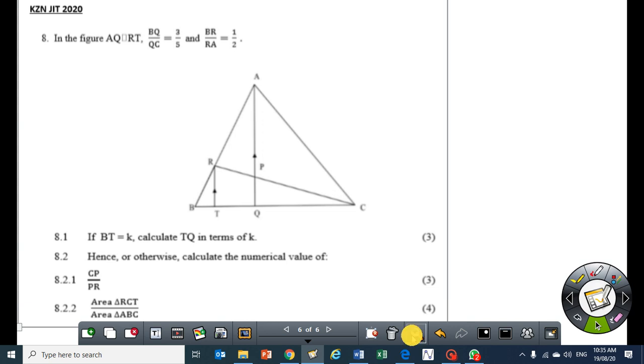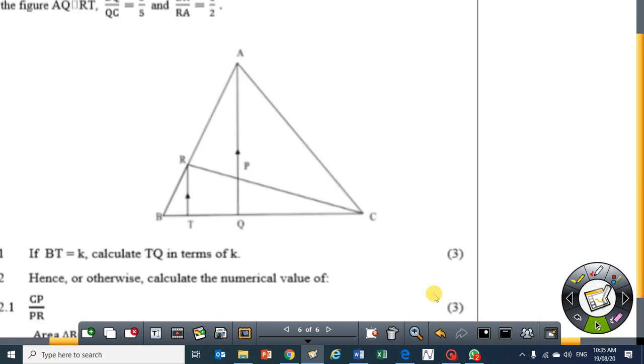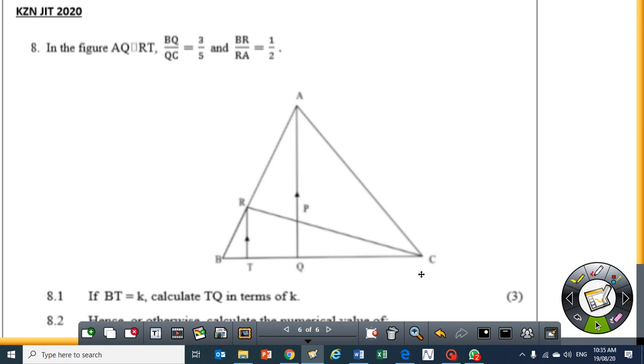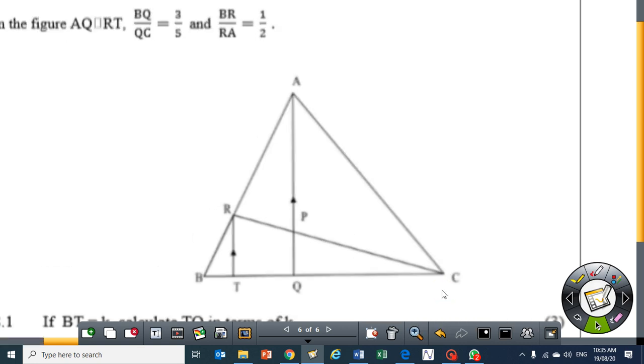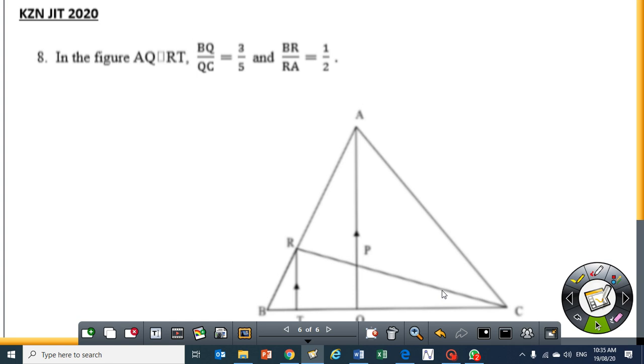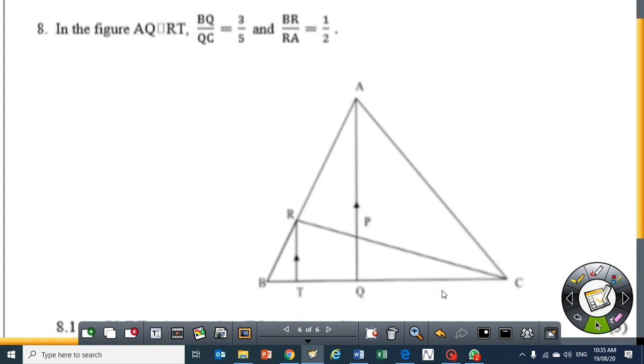Everyone, be aware that we use ratios to do that question. Okay, we use ratios to do that question. But I'm just zooming in because it was a little bit faint, so that those at the back can see. All right, so this is our diagram. We are given our ratios there.